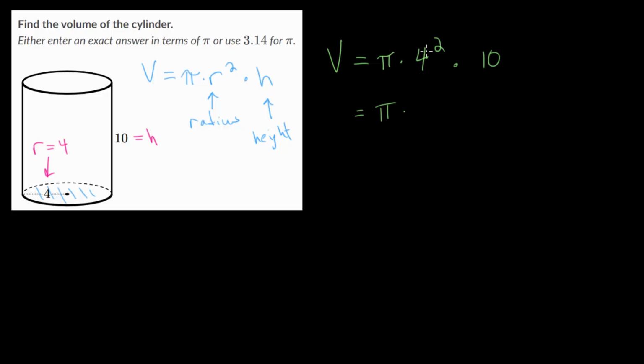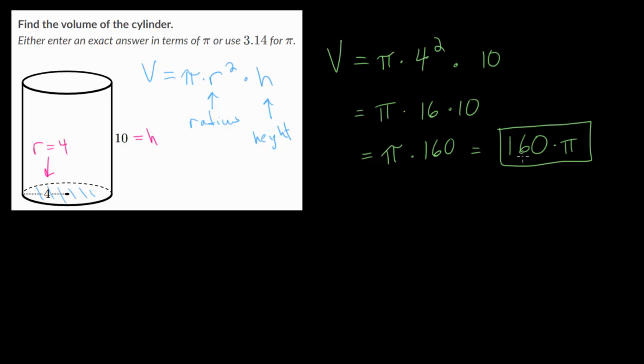And 4 squared, 4 times 4, that's 16. And 16 multiplied by 10 is 160. And just putting the number first, we have 160 multiplied by pi.